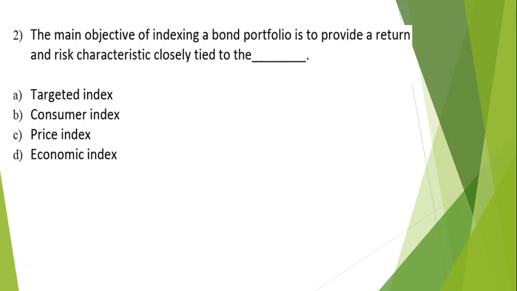We have another question like that. The main objective of indexing a bond portfolio is to provide return and risk characteristics closely tied to the dash. Option A, targeted index. Option B, consumer index. Option C, price index. Option D, economic index. Can anybody guess which is the right answer? The right answer is targeted index. The main objective of indexing a bond portfolio is to provide return and risk characteristics closely tied to the targeted index.